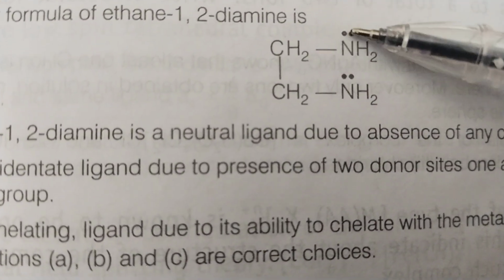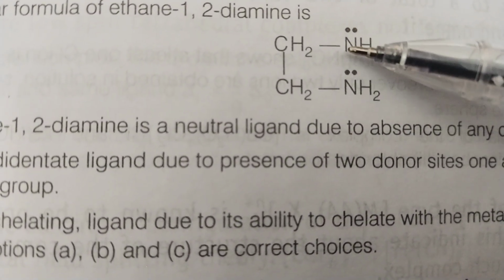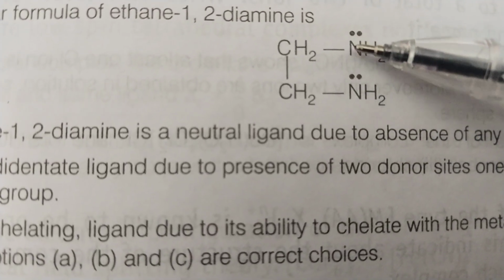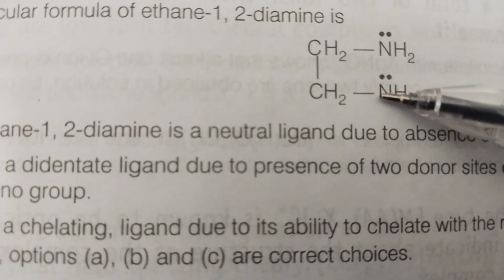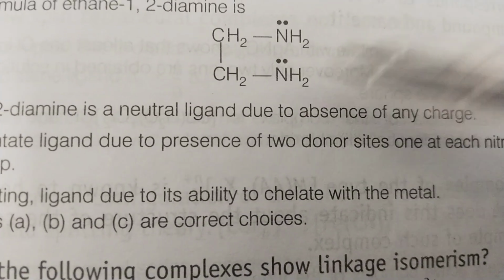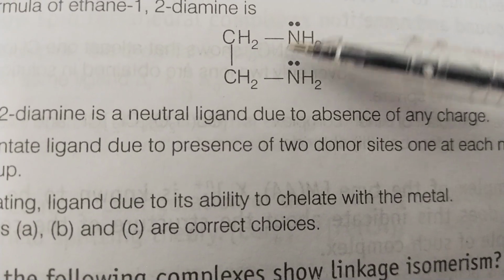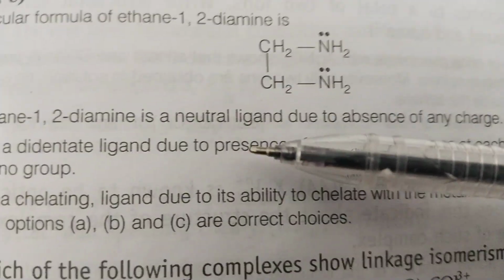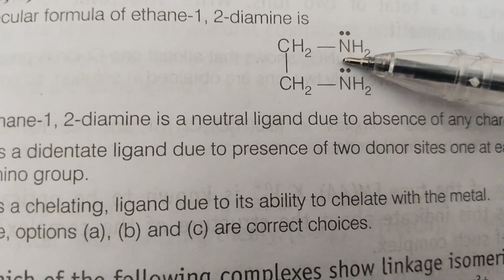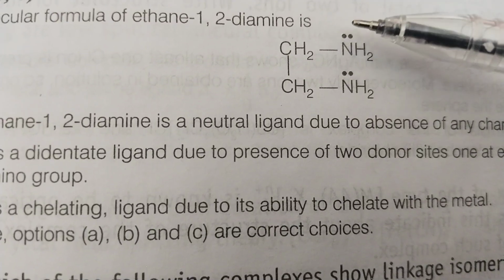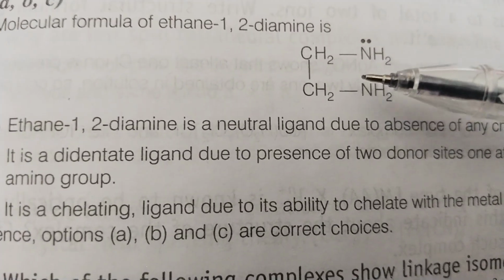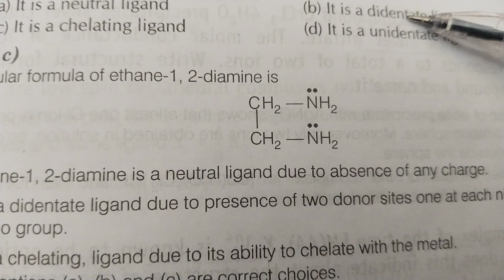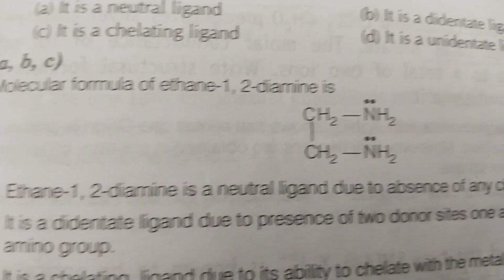You see here, this is one nitrogen atom, here is another nitrogen atom. Through presence of two donor sites, this is one donor site, this is one donor site, at each nitrogen atom of the amino group. So, this is the amino group nitrogen atom, here one lone pair is there, here one lone pair is there. So we can simply say it is a bidentate ligand, or didentate ligand.